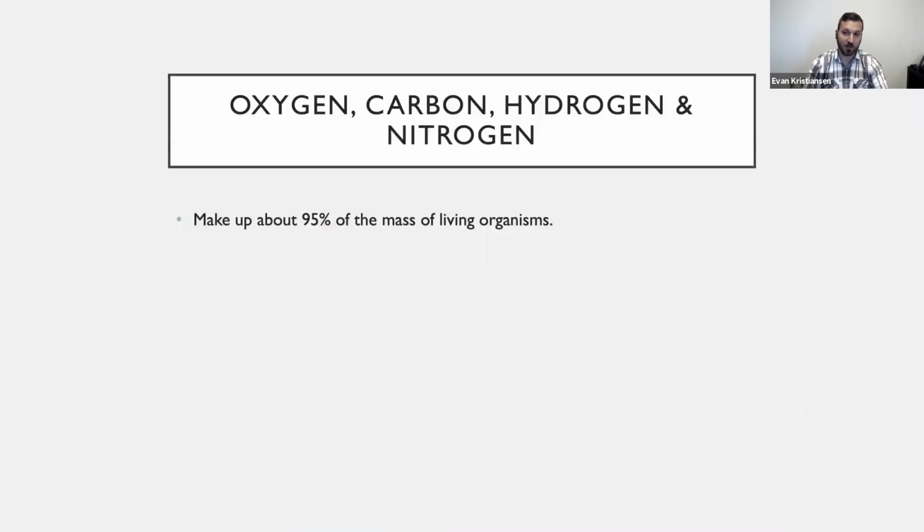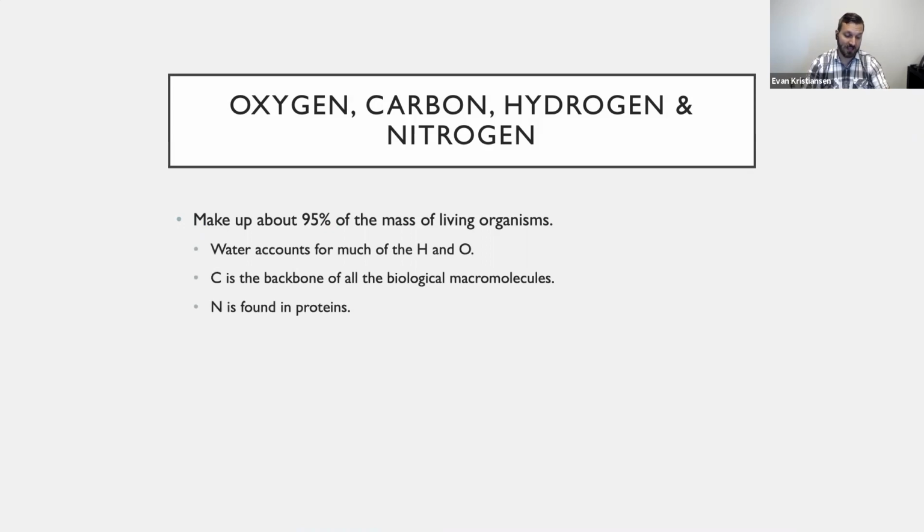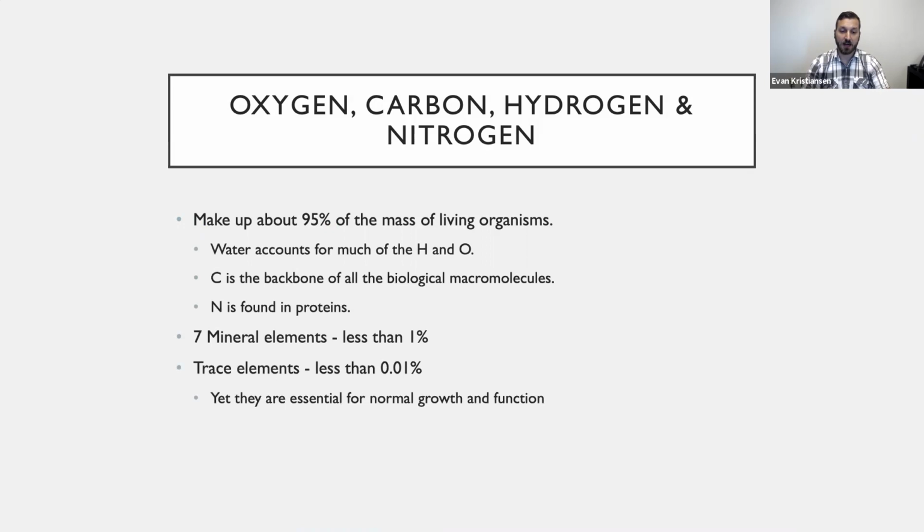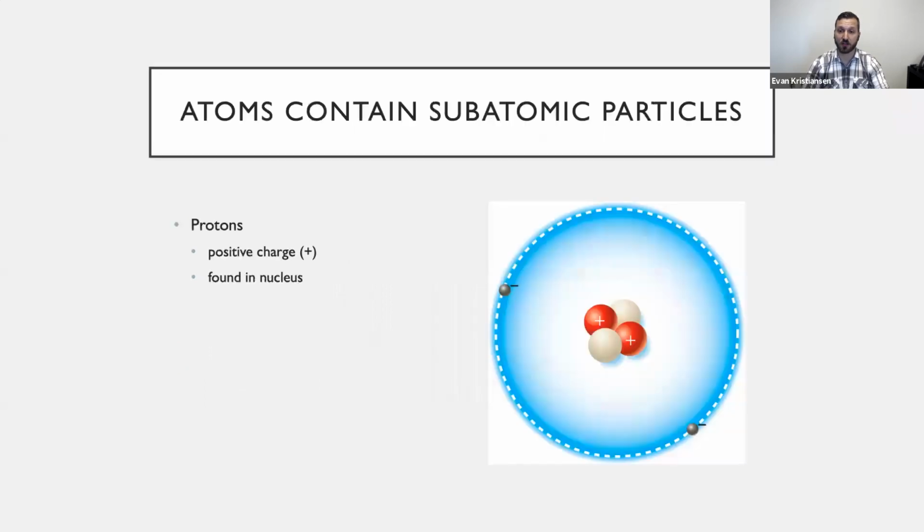Okay, so oxygen, carbon, hydrogen, and nitrogen compose about 95% of the mass of living organisms when you take them together. Water, as I say, accounts for most of the hydrogen and oxygen. Carbon is the backbone of all biological molecules, including sugars and fats and proteins. And nitrogen is also found in the proteins. The mineral elements correspond to less than 1% of the body's mass, and then trace elements compose less than 0.01% of the body's mass. However, all of these are important for the functioning of the human body.